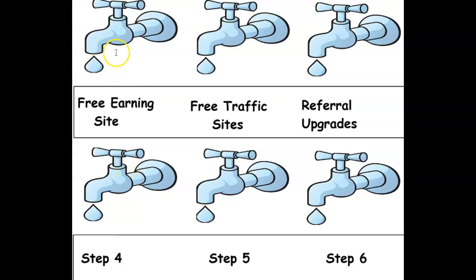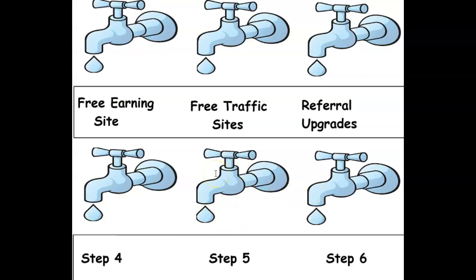So instead of earning the 1 or 2 cents on the free earning sites, then you're going to be earning from these 3 sites, from these 3 steps. And these steps number 4, 5 and 6 are where the earning commission starts to really build up. So you're going to earn a higher level of commission on step number 4. Step number 5 then is going to be higher again.